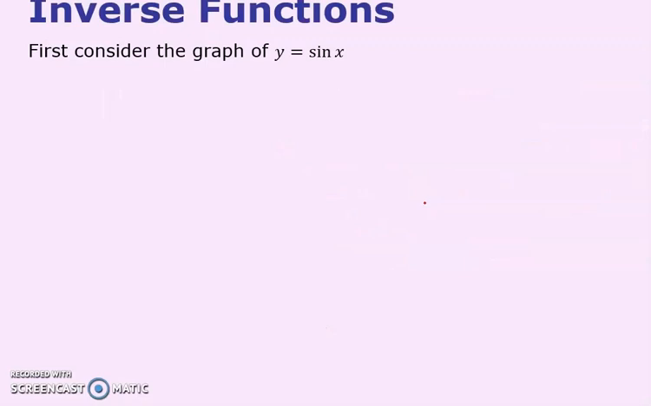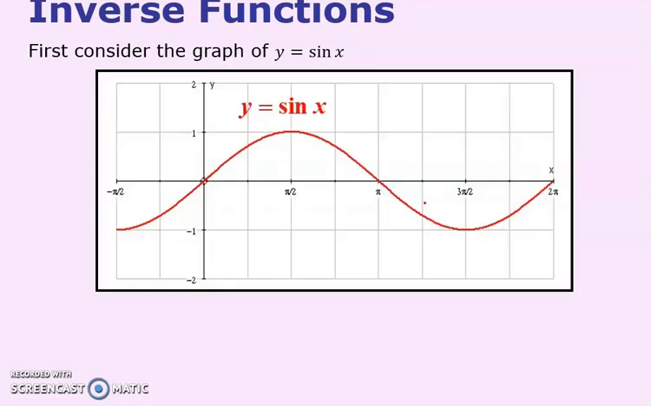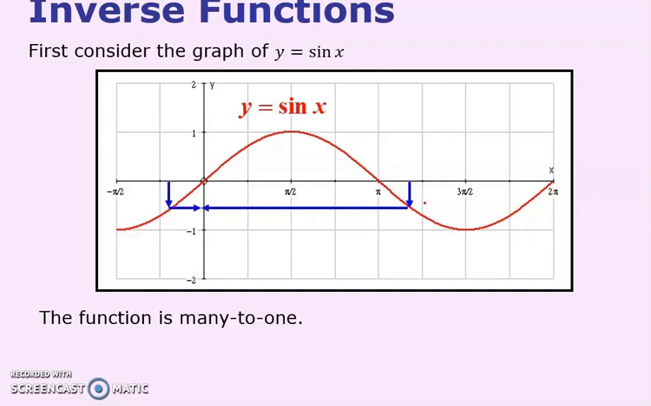Now, inverse functions. First, consider the graph of y equals sine x. So this is what you should remember the sine x graph to look like. There it is. Now, I want to find the inverse function of this graph, and I want to know what the graph of that will look like. But the problem is, this is a many-to-one function. By that I mean that goes to there, and that goes to there. So there are lots of different values that give you the same output.